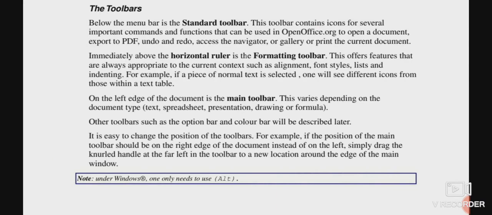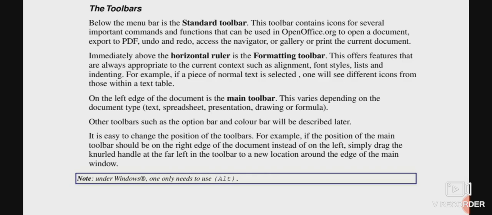The standard toolbar contains icons for several important commands and functions that can be used in openoffice.org to open a document, export to PDF, undo and redo, access the navigator or gallery, or print the current document. Now after the standard toolbar and formatting toolbar, there is a horizontal ruler also. As you can see here, the horizontal ruler and formatting toolbar.